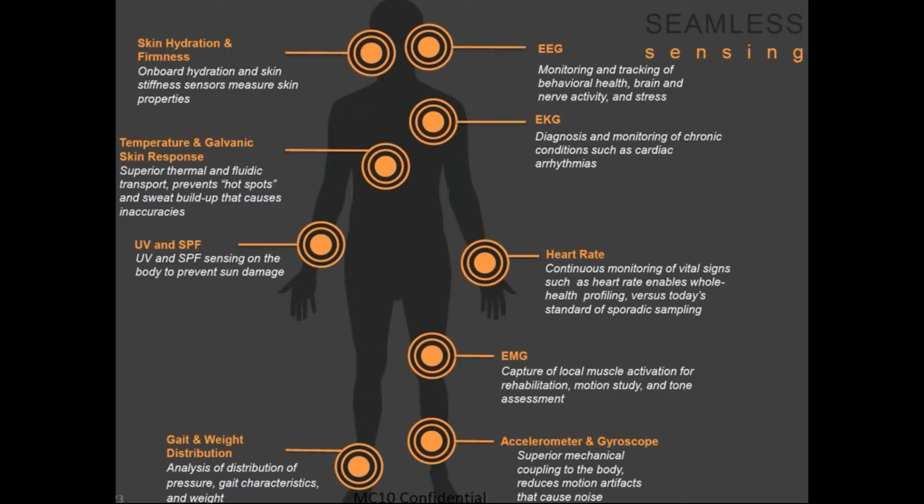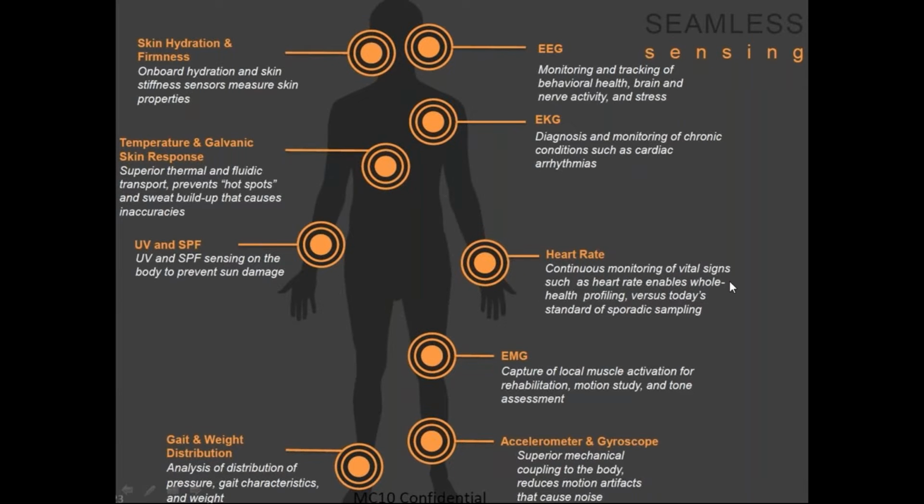After EEG, there is EKG, ECG. We are able to diagnose and monitor chronic conditions such as cardiac arrhythmia, sudden cardiac arrest, and all those things. We even have the capacity to prevent it as well as give early warning. Next, heart rate. Continuous monitoring is required.